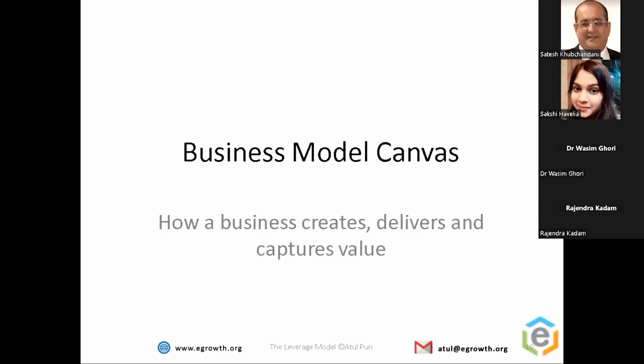The business model canvas primarily helps you document, or put down on paper, how a business creates, delivers, and captures value. So are you interested in knowing more about the business model canvas?